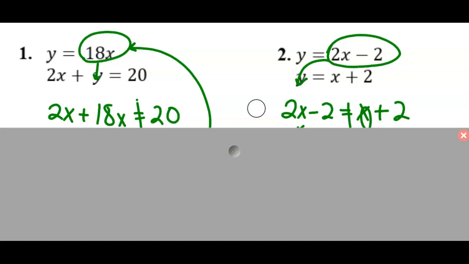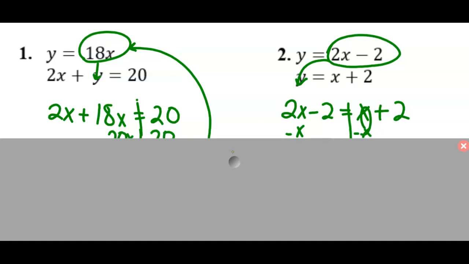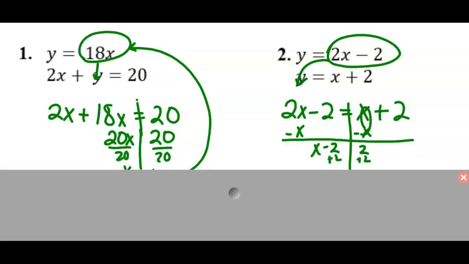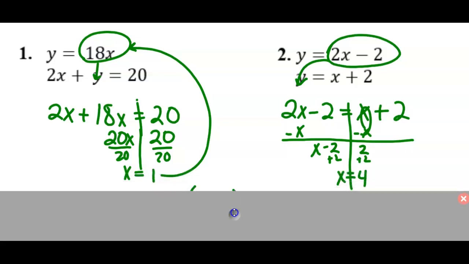Combine your x's first. So move this x over to this side. Move the x on the right over to the left by adding a negative x to both sides. That will give you 1x on this side minus 2 equals 2. So you're going to add 2 to both sides and you should get x equals 4. Okay, that only gives us half our answer.